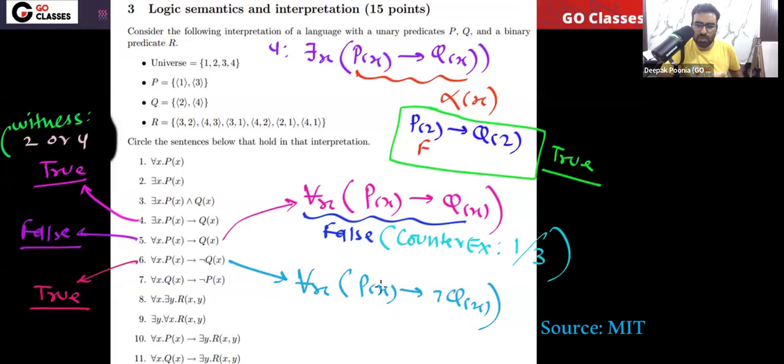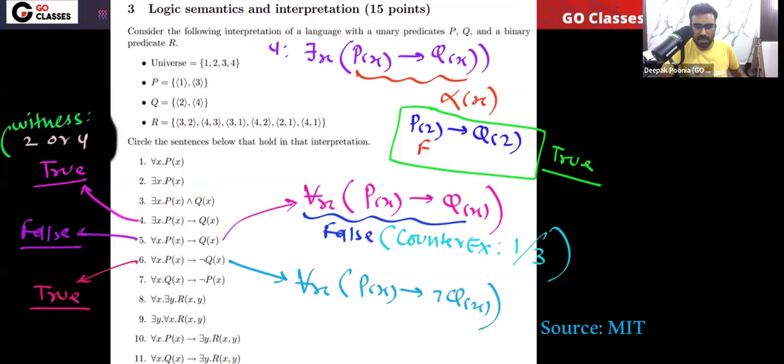You can take x equal to 2. For x equal to 2, p2 will be false. False implies anything will be true. You can take x equal to 3. For x equal to 3, p3 will be true. q3 will be false, but negation q3 will be true. So you can see true implies true, that will be true. Similarly, if you take x equal to 4, then p4 will be false. False implies anything will be true. So you can see that this sixth statement is actually true.